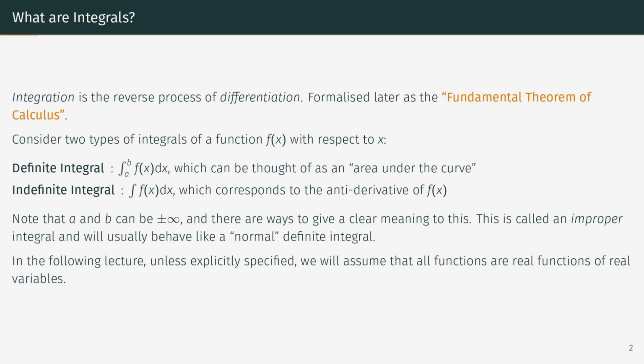Note that a and b can be plus minus infinity, and there are ways to give a clear meaning to this. This is called an improper integral and will usually behave like a normal definite integral. In the following lecture, unless explicitly specified, we will assume that all functions are real functions of real variables.